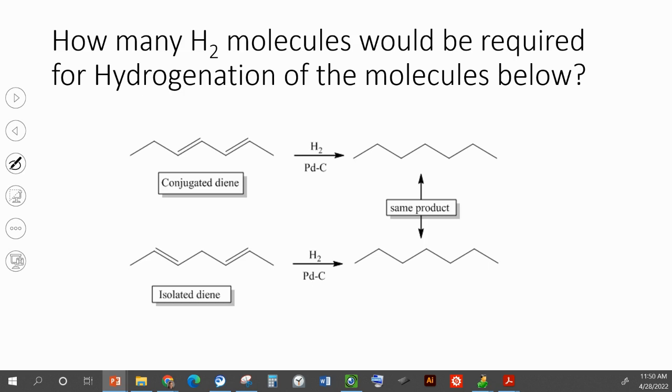We need 1 per double bond. Yep, so we need 2. So it would be 1 to 2 for that molecule. And this one would be the same. We have 2 double bonds, so we'd need 2 molecules of hydrogen for every 1 molecule of this molecule. And we would end up with the same product here because we have the same number of carbons. These are both, what is this, 1, 2, 3, 4, 5, 6, 7. So these are both heptane.